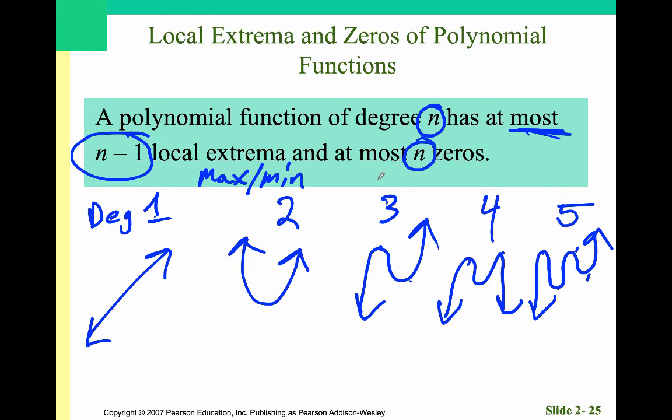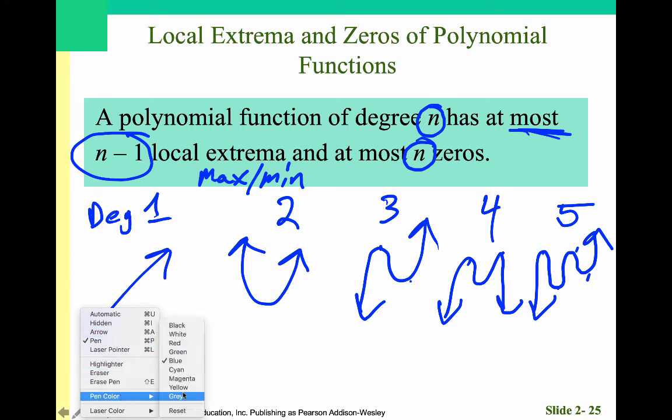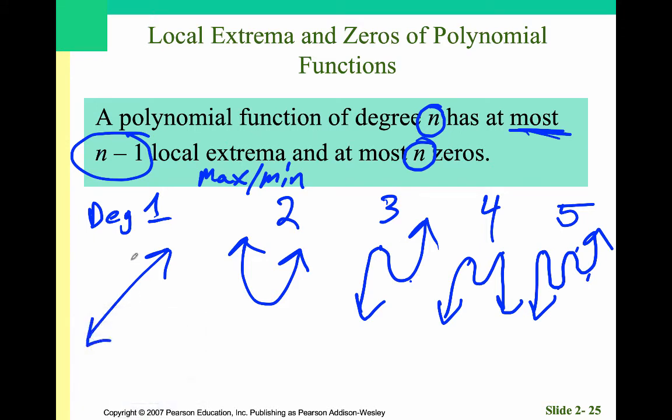Also, we have at most n zeros. So if I think about putting these things on a coordinate plane, I could have a coordinate plane. Notice I have 1, 0. Degree is 1. I could have a coordinate plane.